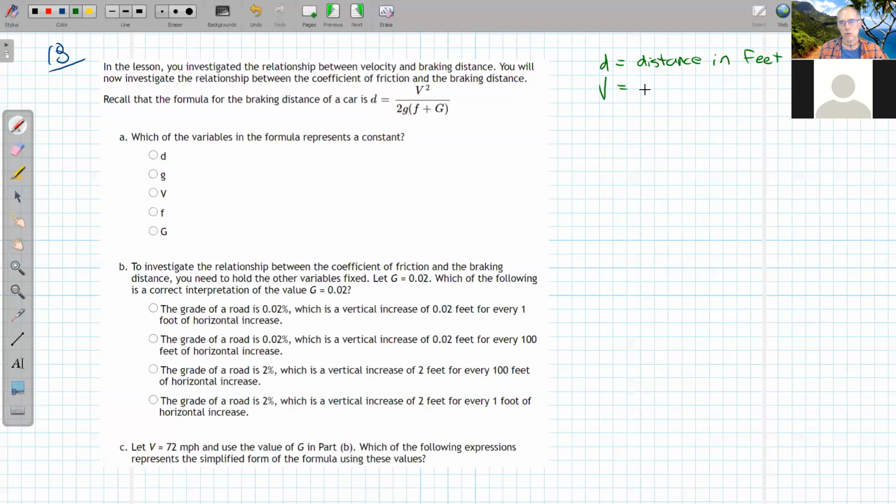The V was the speed of the vehicle when it started to brake. And that's measured in feet per second. And so sometimes we had to convert from feet per second to miles per hour and vice versa. The little g is gravity taking effect. And gravity we usually measure at 32.2 feet per second.